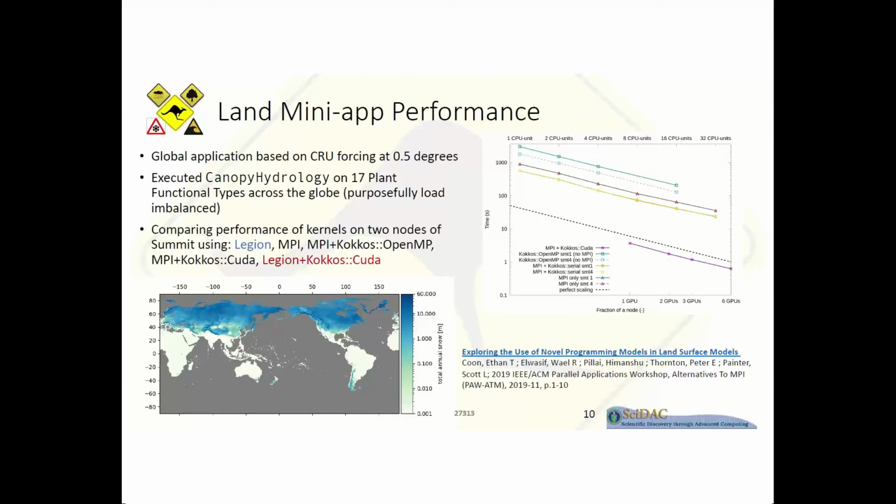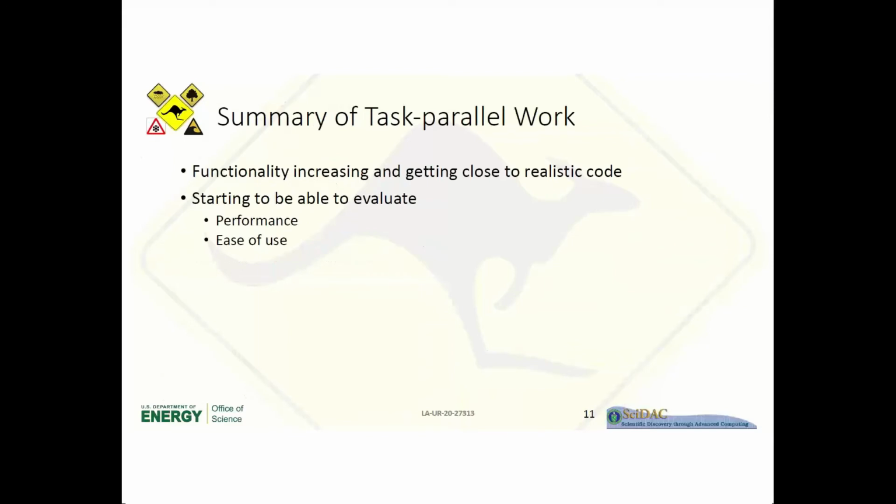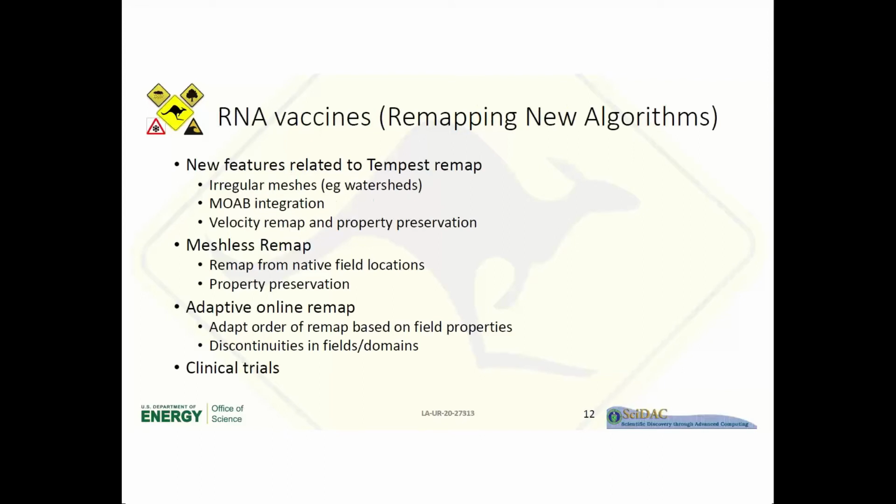This is just an example of some comparisons where they have some Kokkos and other standard MPI hybrid models, just to show that the interface is working. And then they have a paper that showed up at Supercomputing. So that's the summary of where the task parallel work is. We're still partway through this conversion, but we're getting close to realistic enough codes that we can start to evaluate the performance advantages and ease of use for these sorts of approaches.